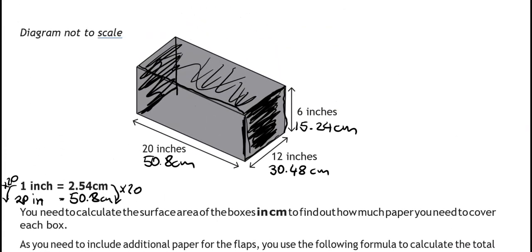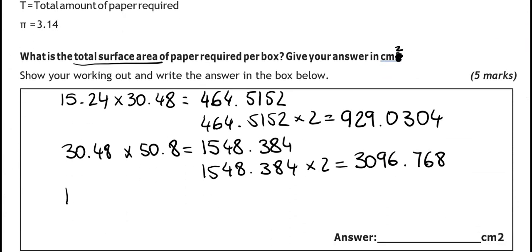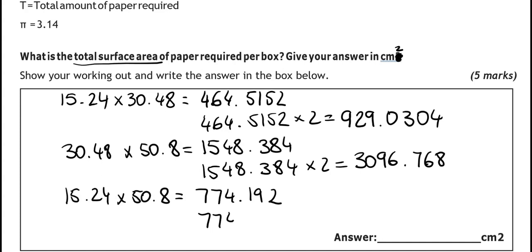And finally, we're going to look at the faces on the side. So we've got this one here, which can be worked out by multiplying 15.24 by 50.8. And this gives us 774.192. So multiplying this by 2 to get both sides gives us 1548.384.